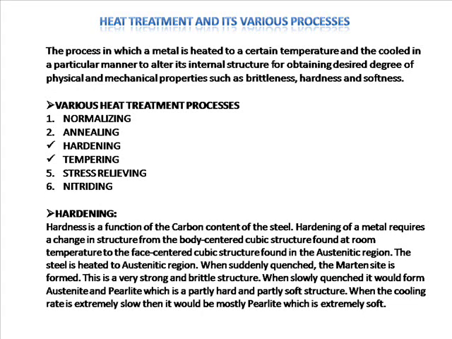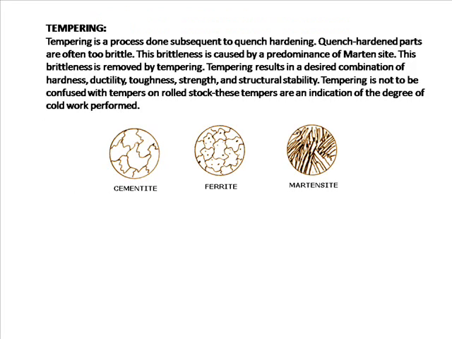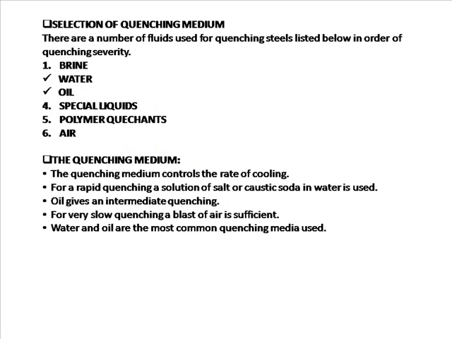Heat treatment is the process in which metal is heated to a certain temperature and cooled in a particular manner to alter the internal structure, for obtaining the desired degree of physical and mechanical strength. This is tempering. Tempering is the process done after quench hardening, because quench hardened steel is often too brittle. The brittleness is caused by the presence of martensite. Selection of quenching medium: the quenching media are of five or six types: brine, water, oil, special liquid, polymer quenchant, and air.